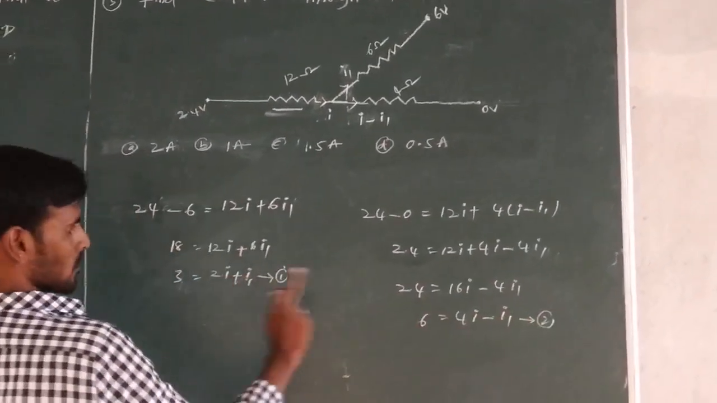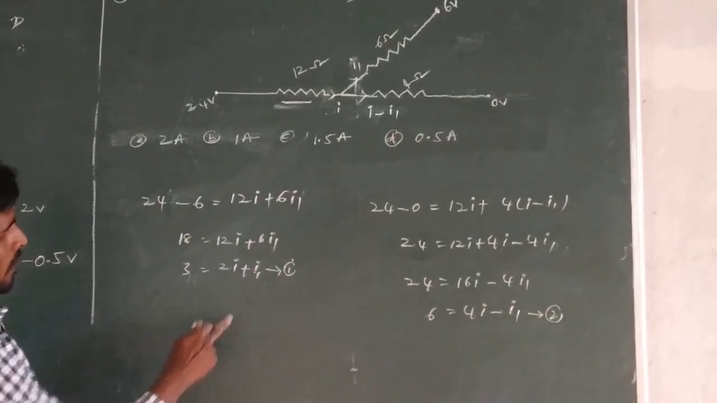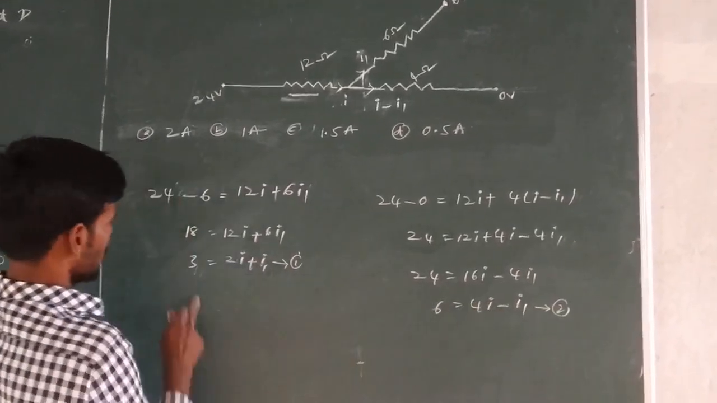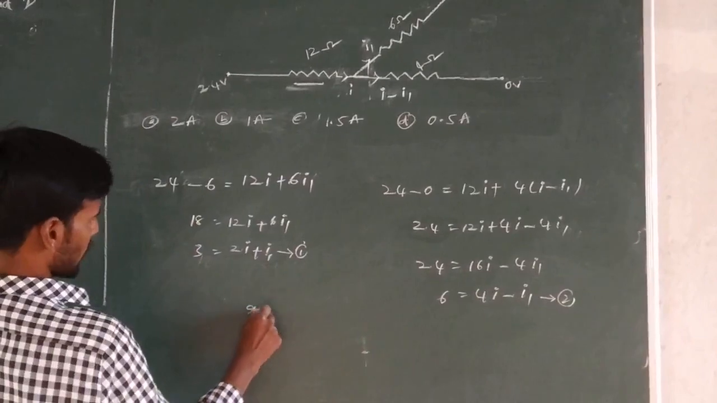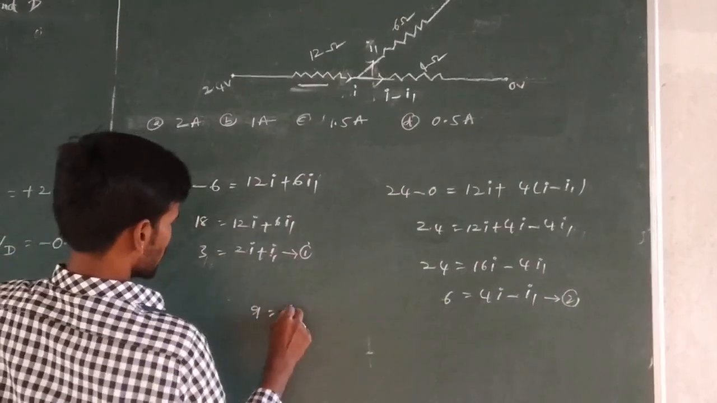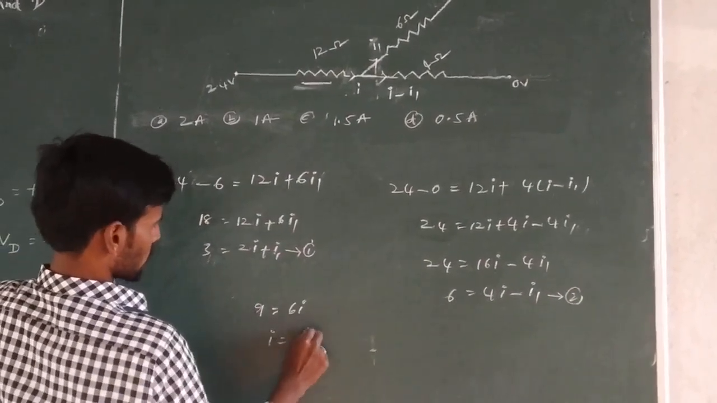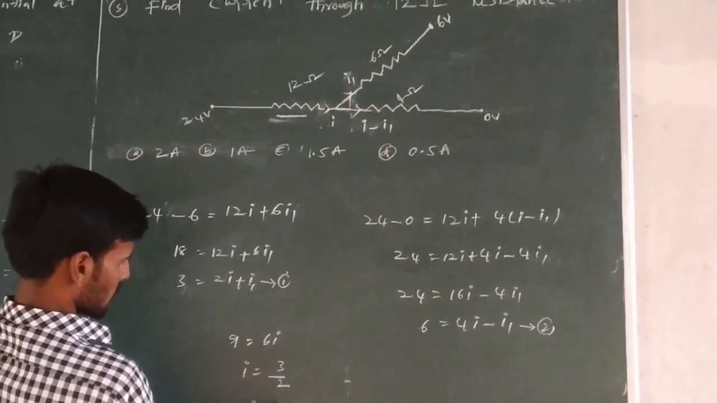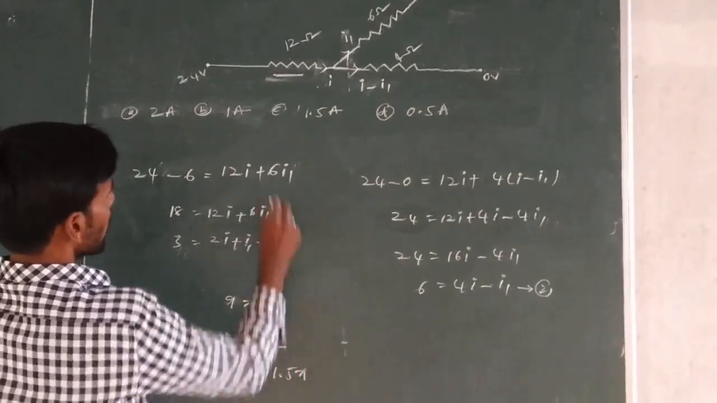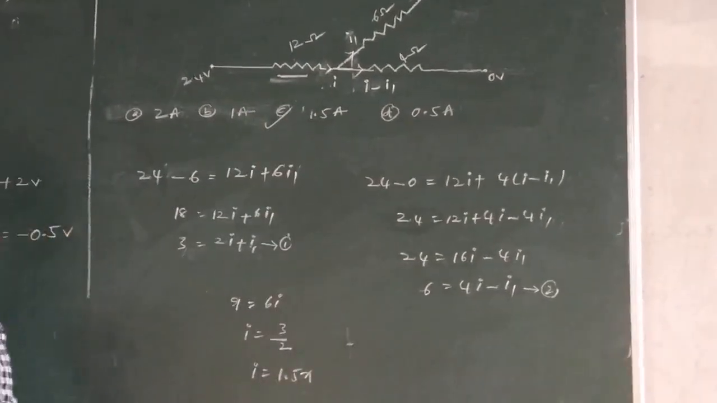So from equations 1 and 2, we can add 1 and 2. I1 is cancelled. So 6 plus 3 is 9. 2I plus 4I is 6I. So I is equal to 3 by 2. Current I is equal to 1.5. So this is the correct answer.